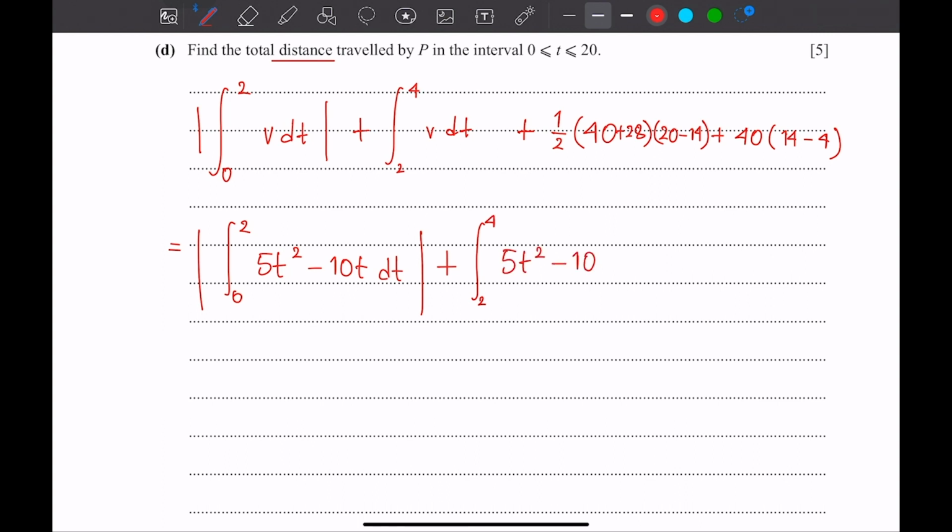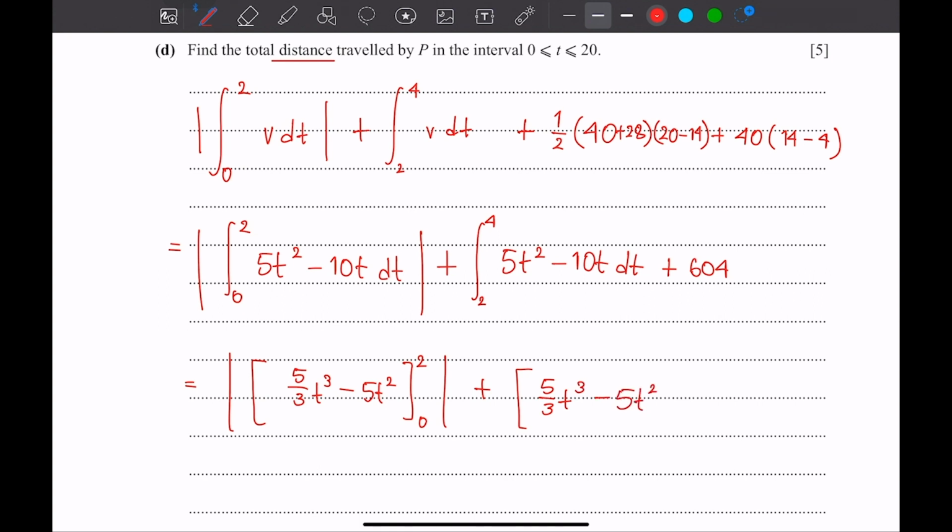And let's see, this is going to be 604. And so if you evaluate these integrals, we have something like this. Let's see, so 5/3 minus 5t squared, 0 and 2, absolute value of that again. And then again, finally, t cubed minus 5t squared, 2 and 4, plus 604. And that should give you 644 meters. And we're done with this question.